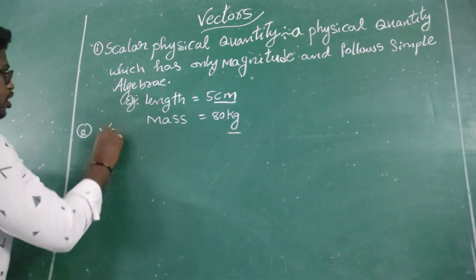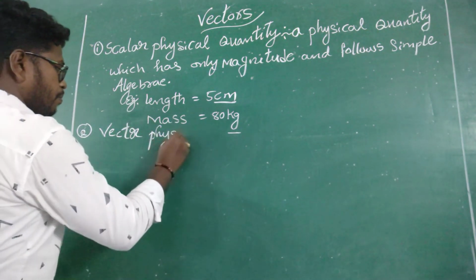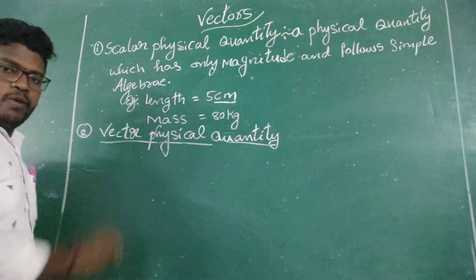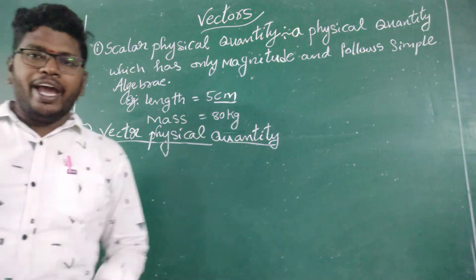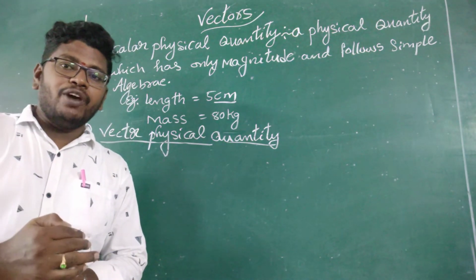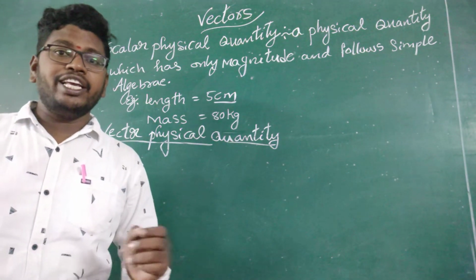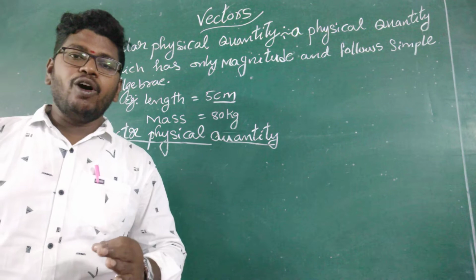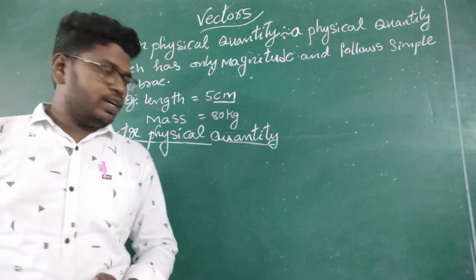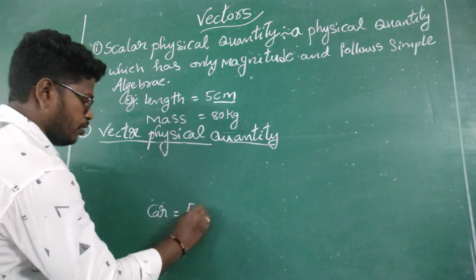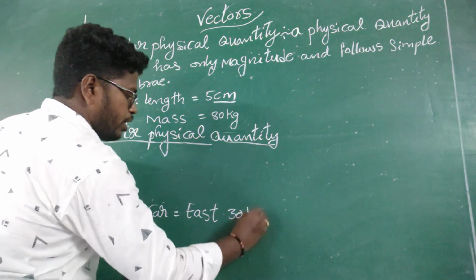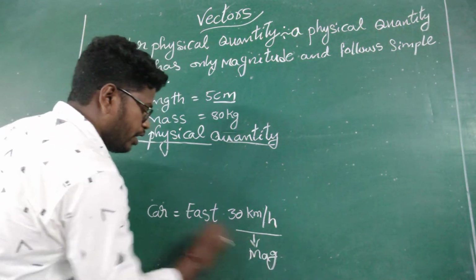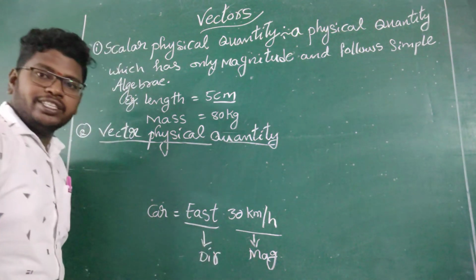The second one is vector physical quantity. What is a vector physical quantity? First I will give an example. A car started to travel, moving in the east direction at 30 kilometers per hour. Simple. A car moves in the east direction at 30 kilometers per hour. So here 30 kilometers per hour is the magnitude, and east is nothing but the direction.